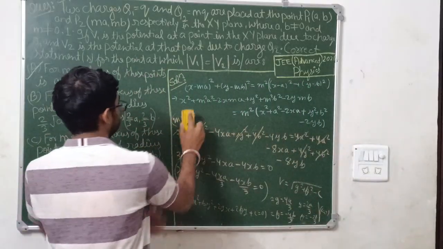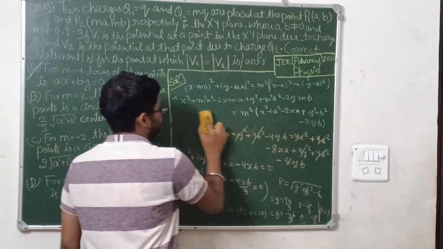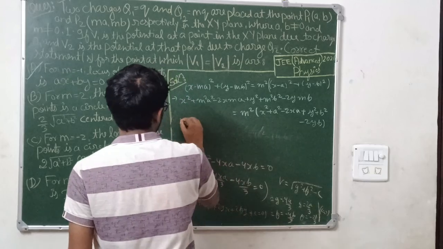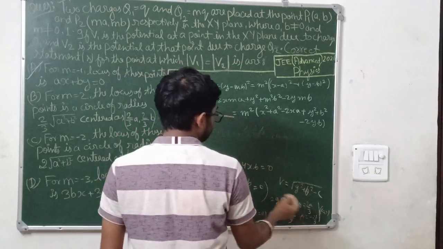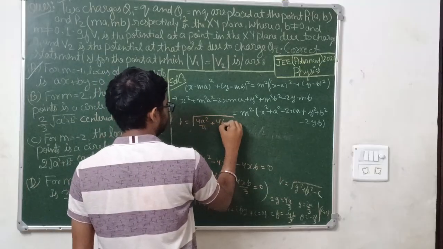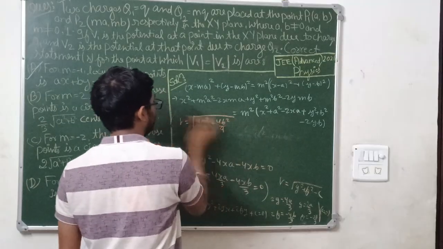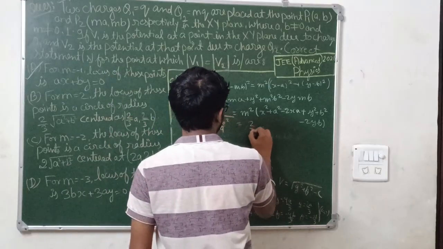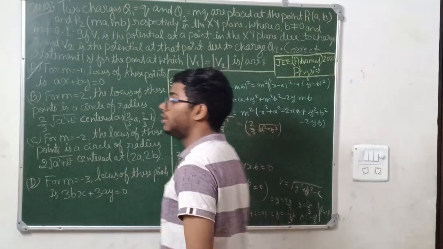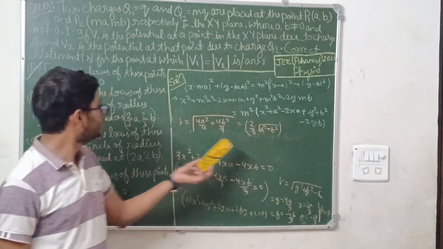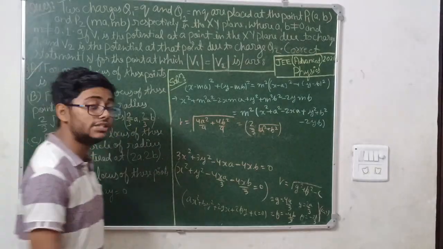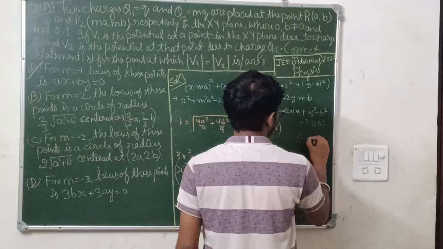Now the radius would be what? Let me rub this equation. So simply the radius would be under root g square plus f square. What is g square? 4a square by 9 plus 4b square by 9. Taking 4 by 9 common, it would be 2 by 3 under root a square plus b square. This is the radius, which means this option is also correct. And it is saying the center. What is the center for this circle? It's minus g comma minus f.